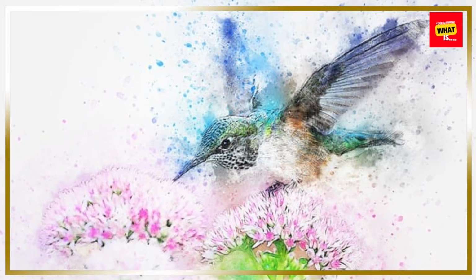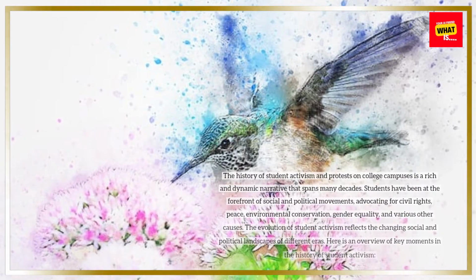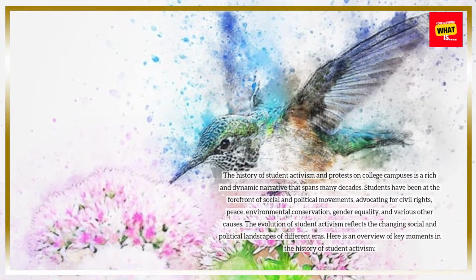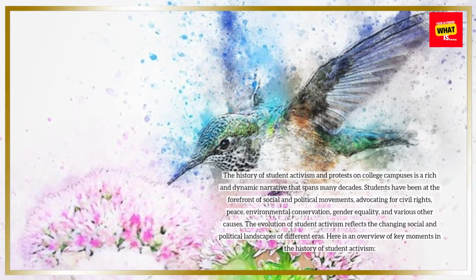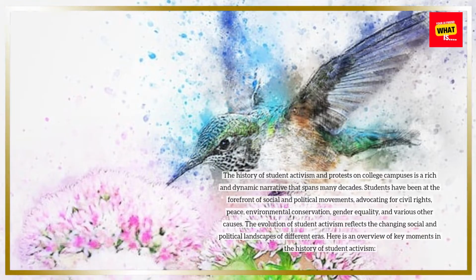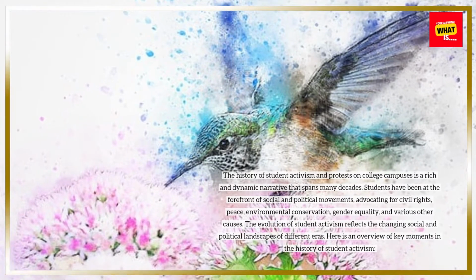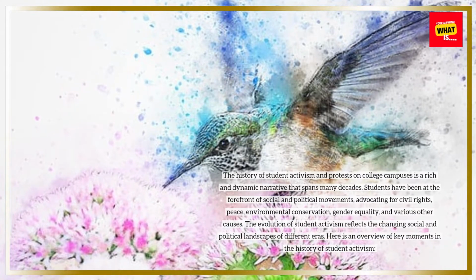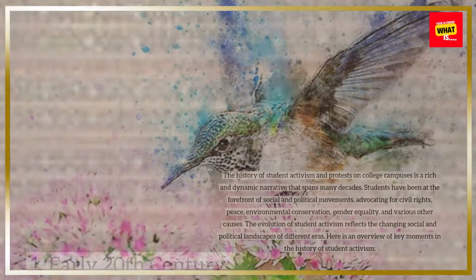The history of student activism and protests on college campuses is a rich and dynamic narrative that spans many decades. Students have been at the forefront of social and political movements, advocating for civil rights, peace, environmental conservation, gender equality, and various other causes. The evolution of student activism reflects the changing social and political landscapes of different eras. Here is an overview of key moments in the history of student activism.